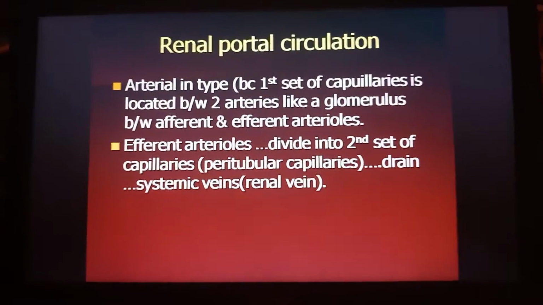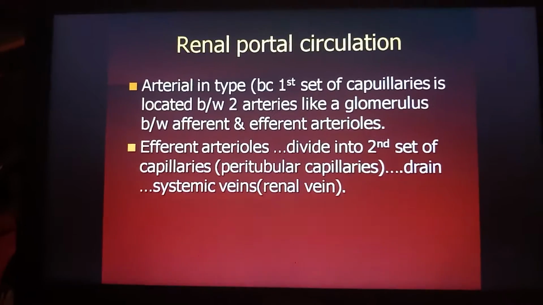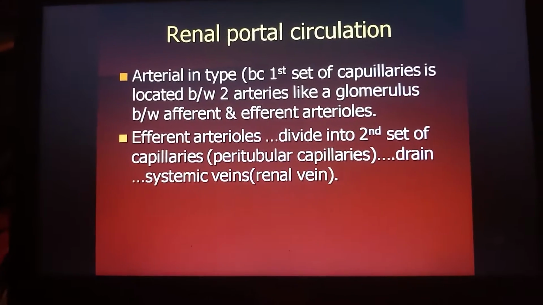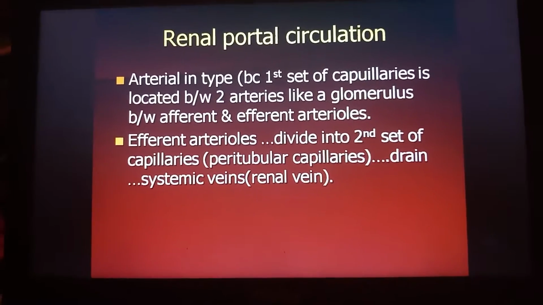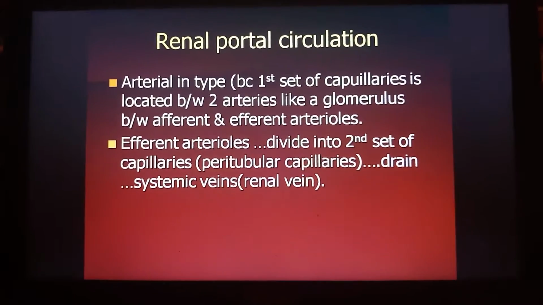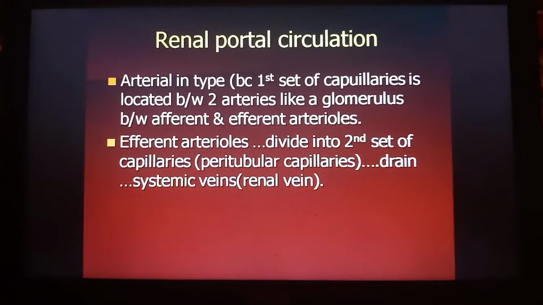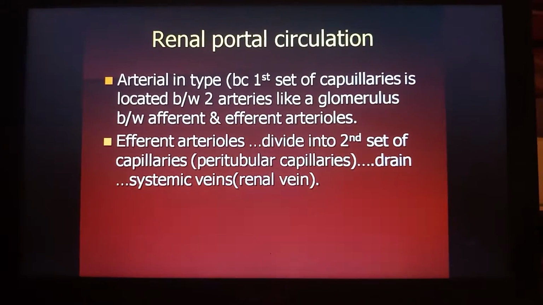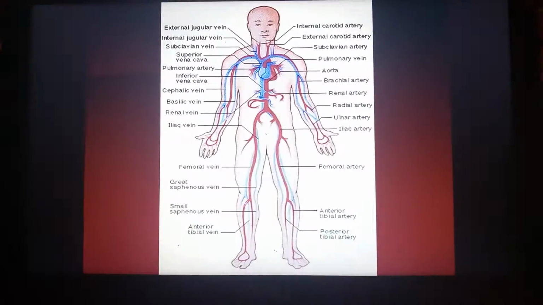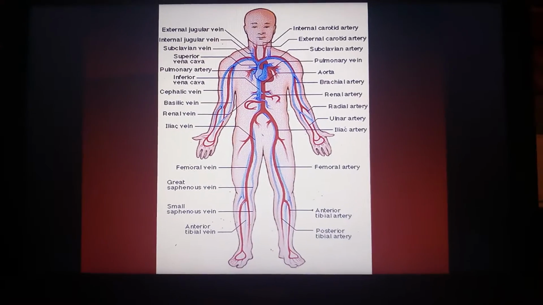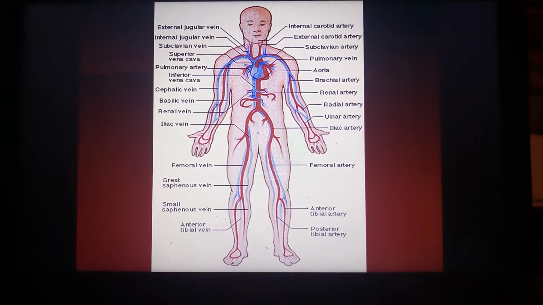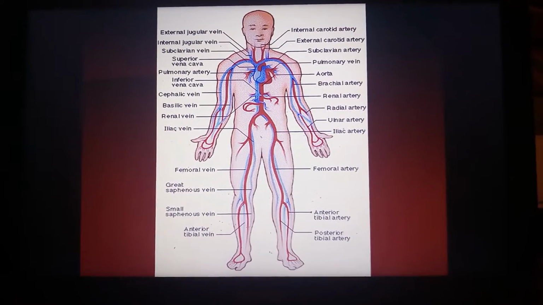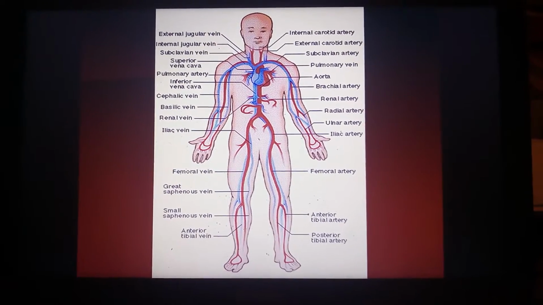As you see, in these types of portal circulation, each type involves two sets of capillaries, while in case of systemic circulation there was just one set of capillaries. This is just a diagram showing the vessels and all the vascular system of the body, the veins and the arteries arising from the heart.